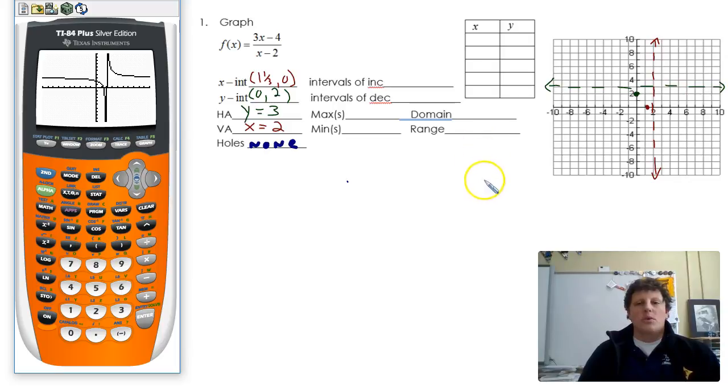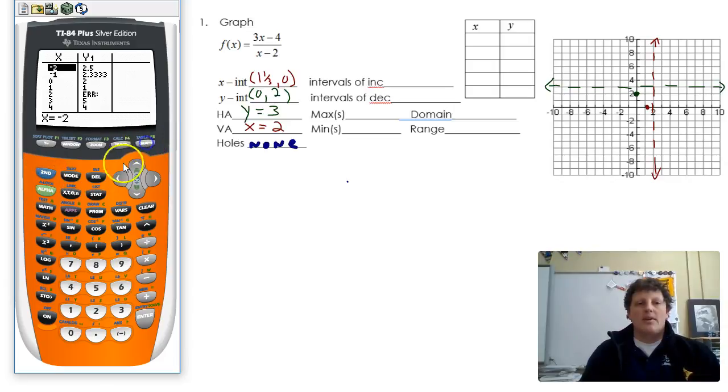Now, I want actual ordered pairs. I don't want to just sketch this out. I want to know exactly where it's happening. So I go to my table by hitting second graph, and I get a list of ordered pairs that I can scroll through. Now notice this error here after 2. An input of 2, an x value of 2 gives you an error in your calculator. Why? We already know why. There's a vertical asymptote through an x value of 2. So the function can't exist there, and the calculator realizes that, and it says error.